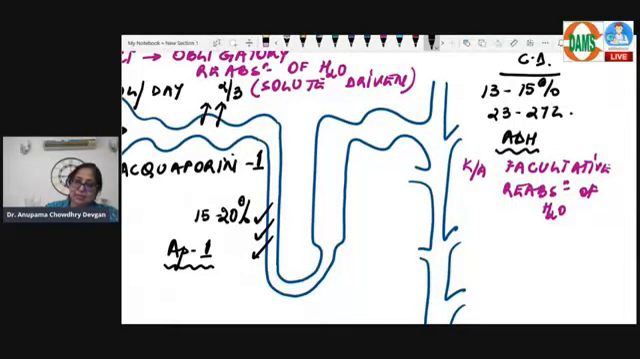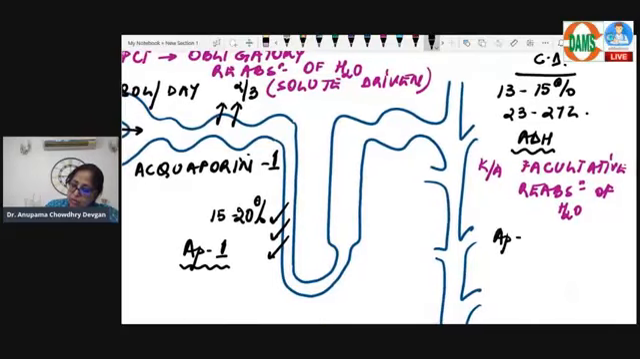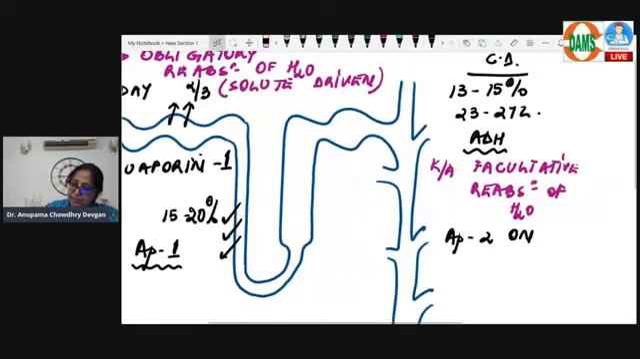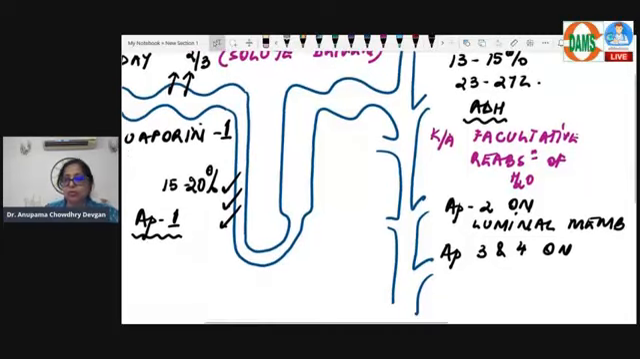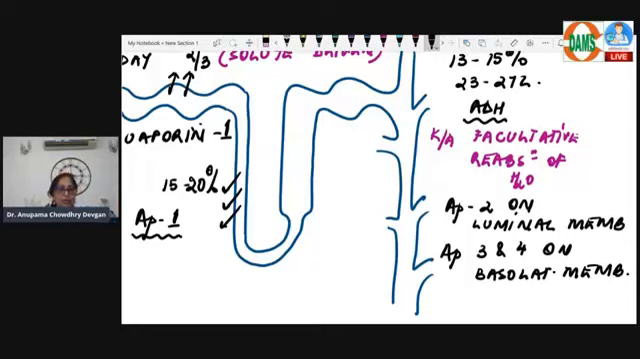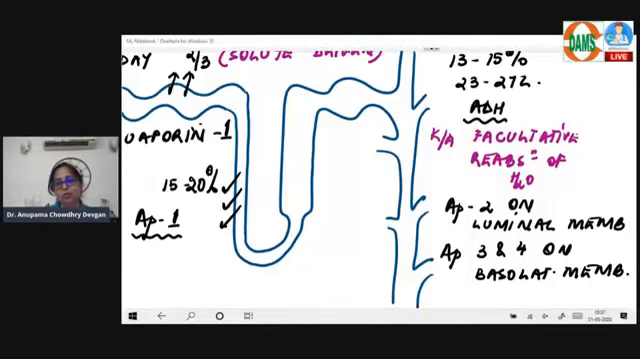And the aquaporins that are present over here: you have aquaporin 2 on the luminal membrane, and aquaporin 3 and 4 on the basolateral membrane. Right? This is as far as your facultative reabsorption of water is concerned.